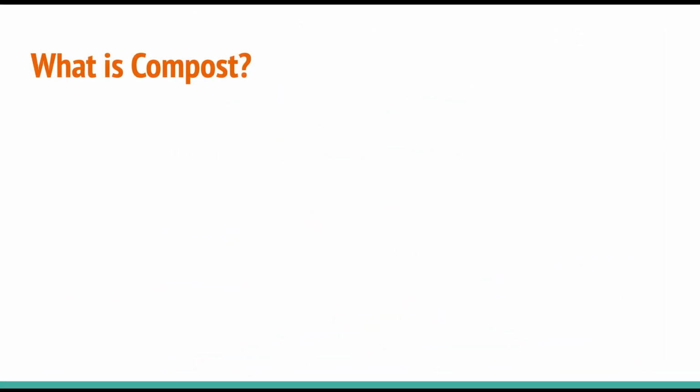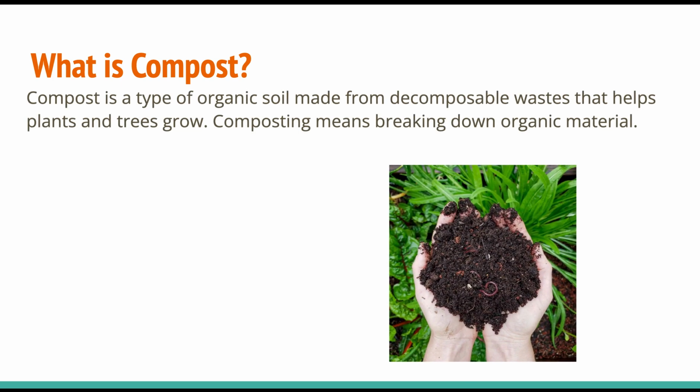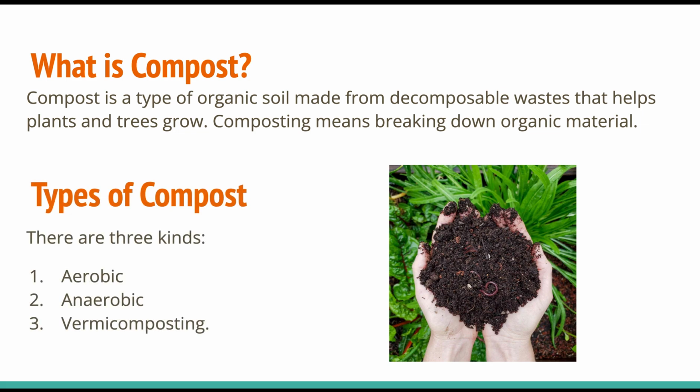Before we start, we need to know what compost is. So, what is compost? Compost is a type of organic soil made from decomposable wastes that helps plants and trees grow. Composting technically means breaking down organic material. The types of compost are listed below. We'll be talking more about it in the next slide.